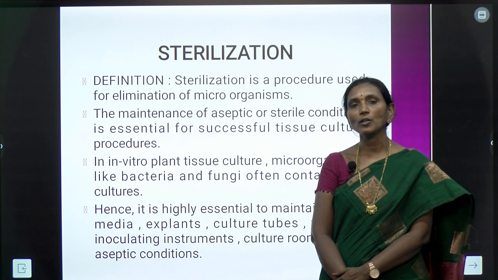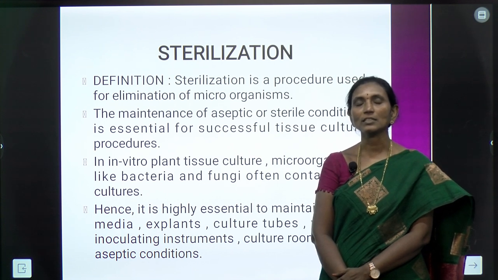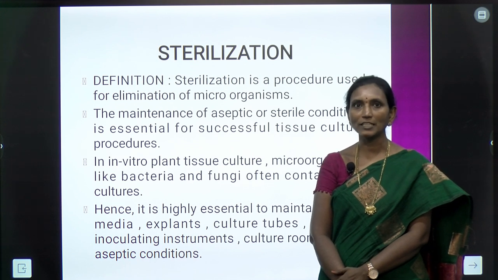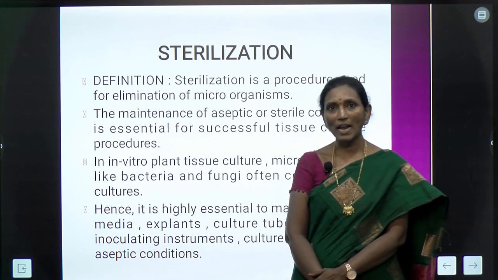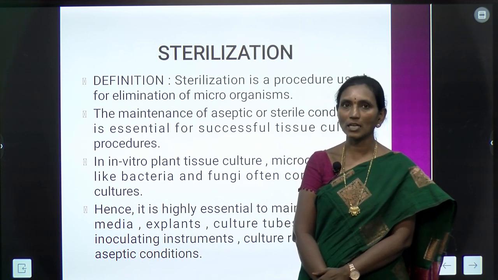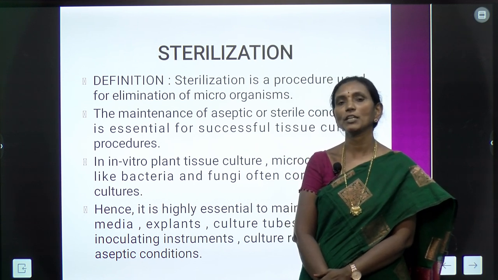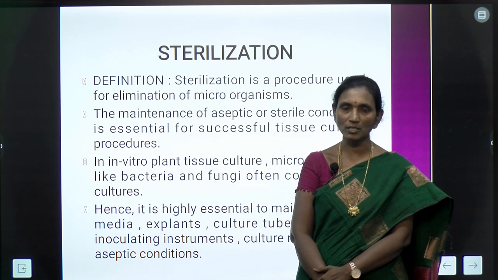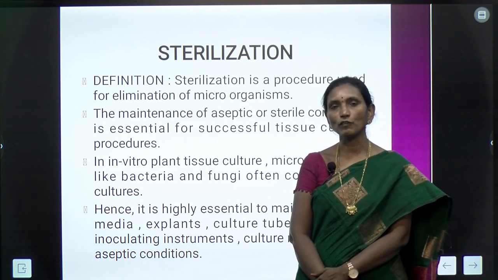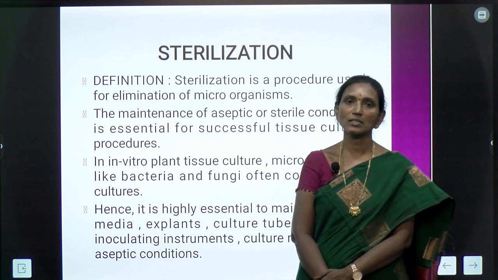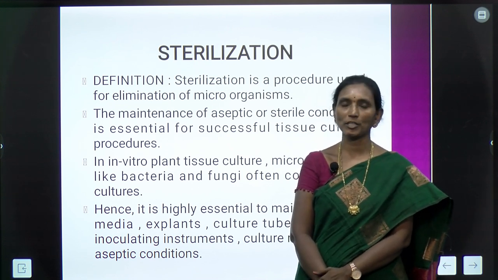I think you all know about plant tissue culture, you have studied in previous classes. What is plant tissue culture? Plant tissue culture is the culture of plant cells or tissues or organs on artificial nutrient medium under aseptic conditions. Through plant tissue culture, we can generate more number of plants in less space. That is why it is called micropropagation.